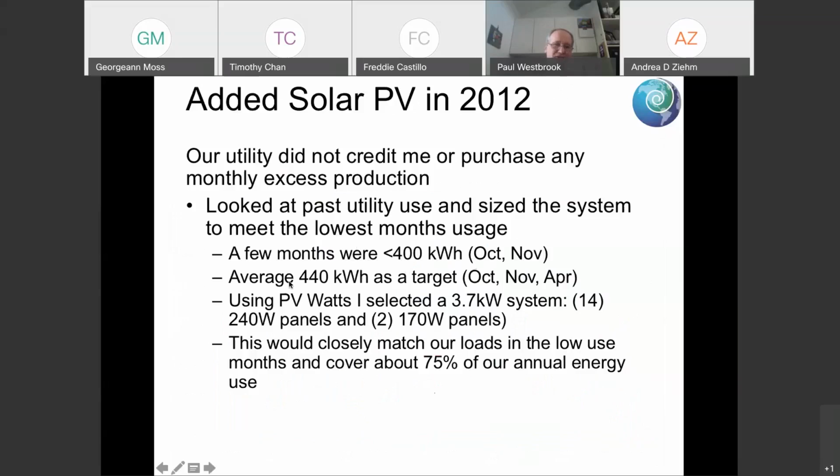So you can see that 440 kilowatt hours was my fall and spring target, and I ended up with a 3.7 kilowatt system. I have 14 240 watt panels and 270 watt panels. The reason that I have a mix of panels is I bought these off Craigslist. They were B grade panels, which means they had a cosmetic defect, but they tested out just fine. And I did most of the installation myself. 2012 prices weren't as low as they are now, and this was one of my strategies to get the cost of my system down. And it still covers about 75% of our annual energy use, even with that optimizing for spring and fall.